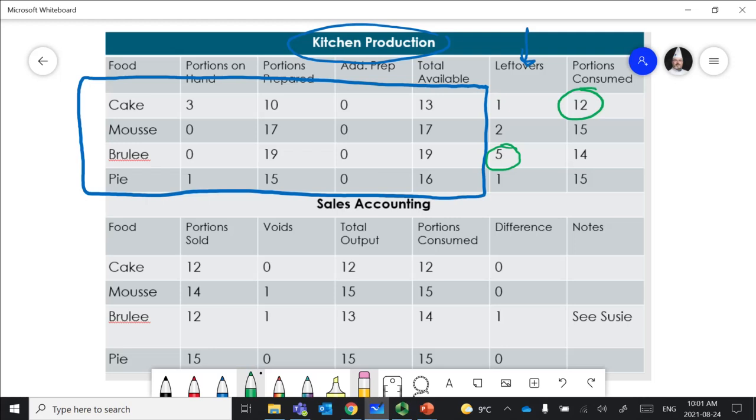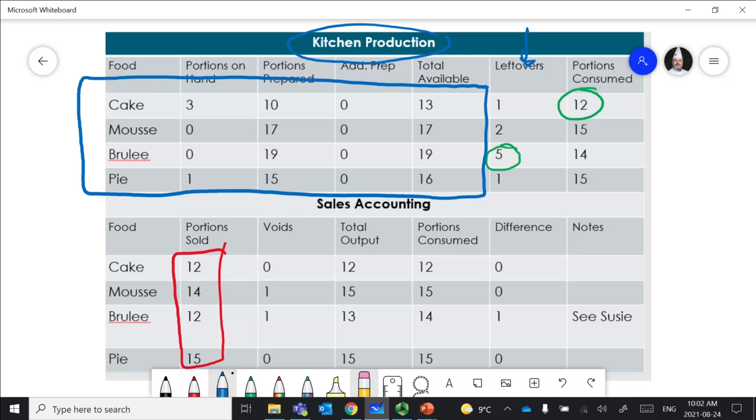5 isn't crazy bad when we sold 14, so 5 isn't a huge problem. We can use those in our production tomorrow, right? So this is the kitchen side in blue here. Now from the front of the house, out of their POS system is going to give us this number, right? 12 cakes sold, 14 mousses, 12 brulees, and 15 pies.